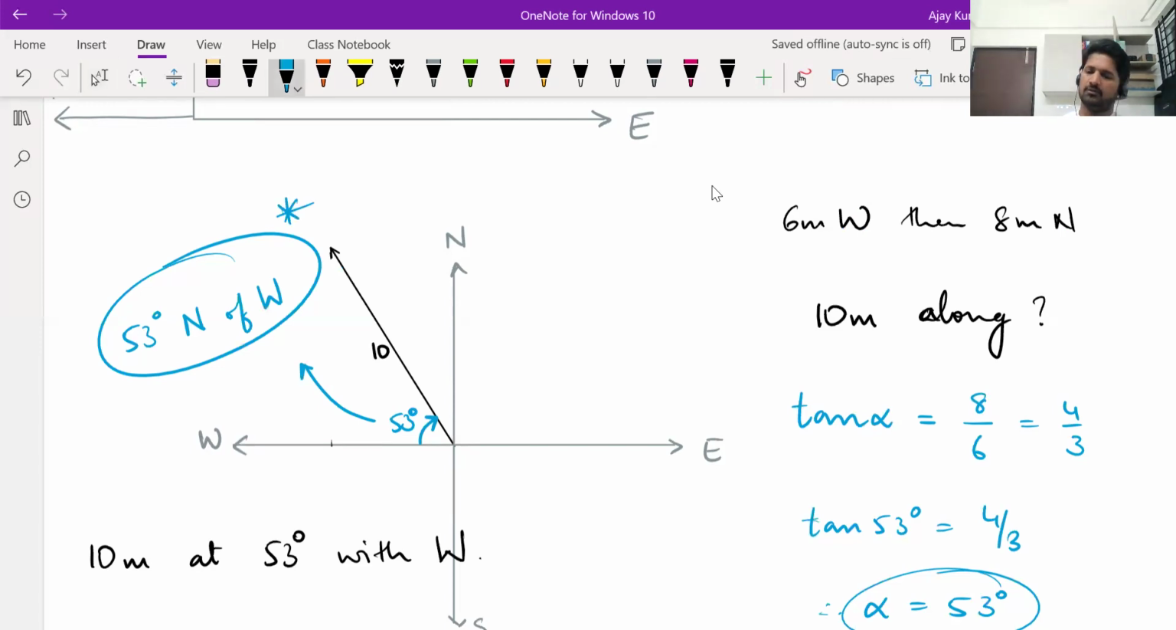Is this clear to all of you? Did you understand how to specify direction in terms of north, east, west, south? Okay. Tell me how you will describe this direction. Type in chat, don't unmute.